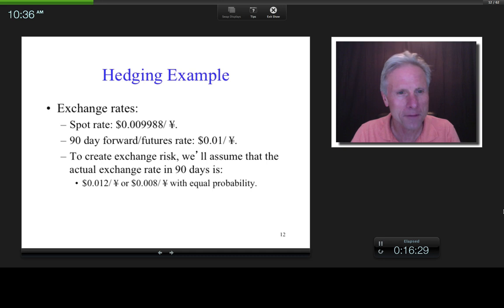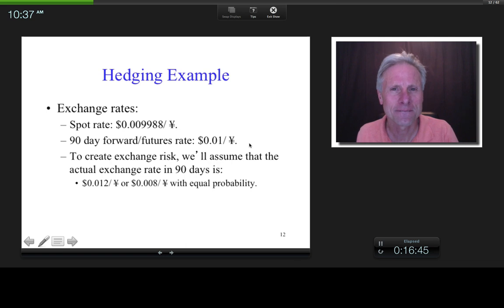All right, couple other things. Imagine the spot rate today is $0.009988 per yen. Imagine the 90-day forward or futures rate is $0.01 per yen. So in other words, what does that mean? That means that today the market is saying, hey, we have an expectation that in 90 days the exchange rate will be what?